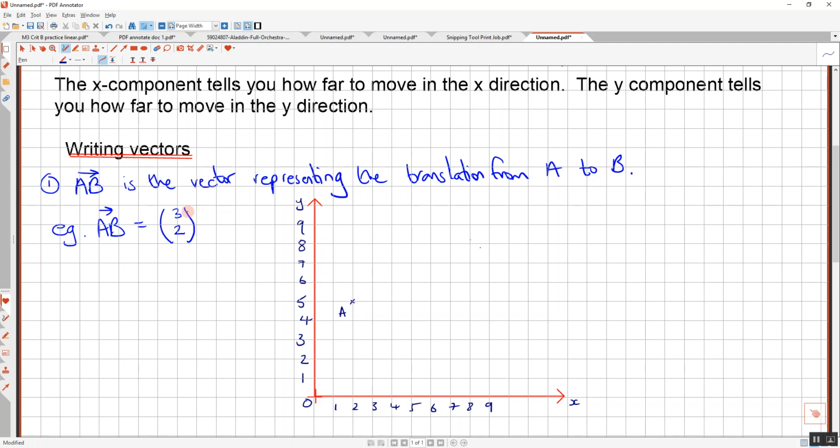And it's saying that we're going how far in the x direction? 3, so we're going 1, 2, 3. And we're going how far in the y direction? 1, 2. So that is going to be B. Okay, so 3 in the x, 2 in the y. So this vector between these 2 points represents our A to B.